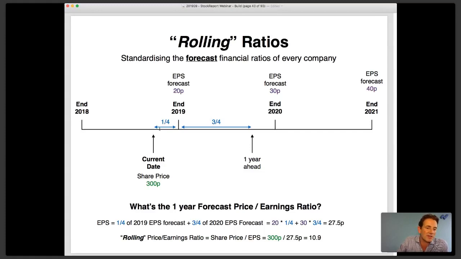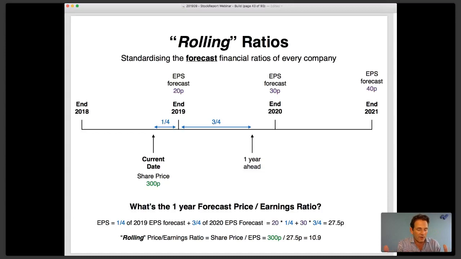Now, if you had two companies, you're comparing them, and one is reporting here and one's reporting there, you can start seeing that you're not comparing the right figures. To calculate rolling data, we'll look 1 year ahead, and we will take part of this year's forecast from the broker. So let's say there's a 20 pence forecast on the earnings per share, and we'll take 3/4 of the next year's forecast to create a blended measure of 27.5p on a rolling 1 year ahead basis. Then you can compare the share price and spit out a genuinely more accurate PE ratio of 10.9.